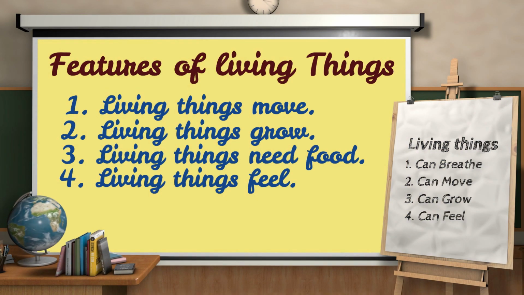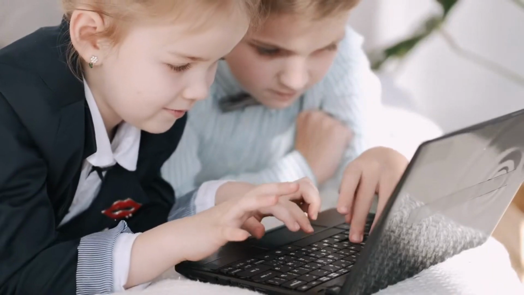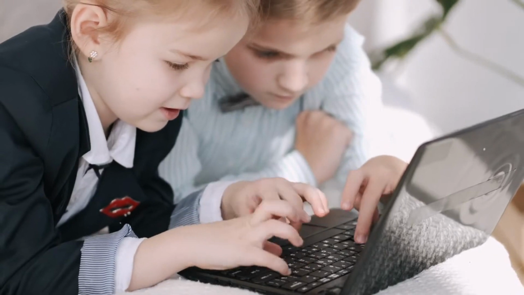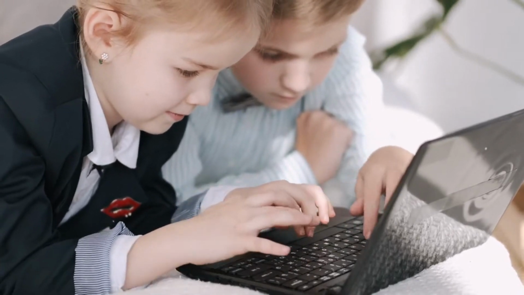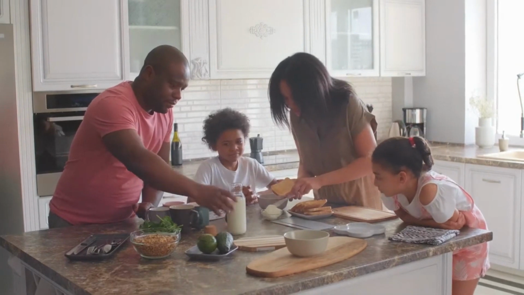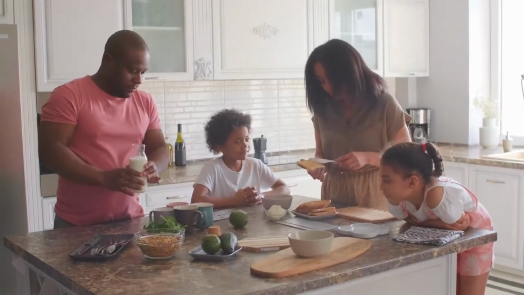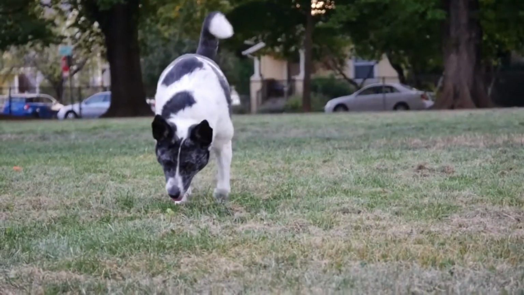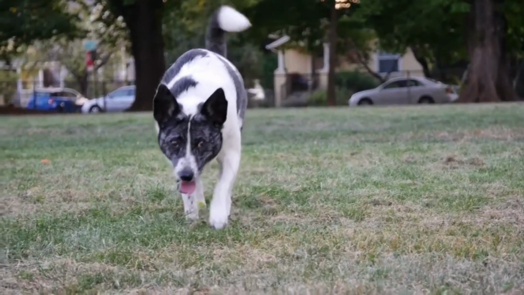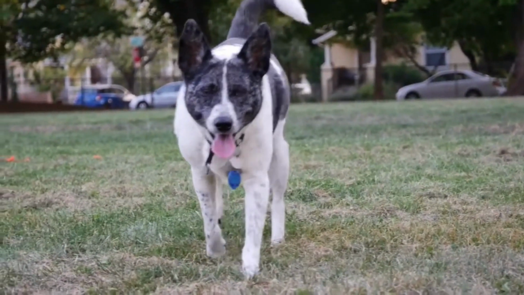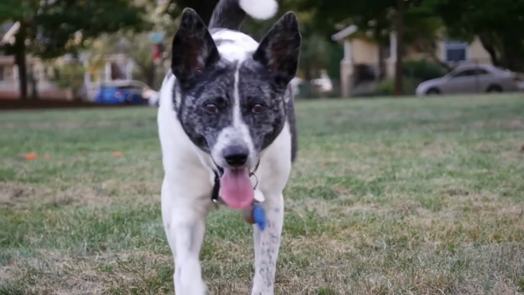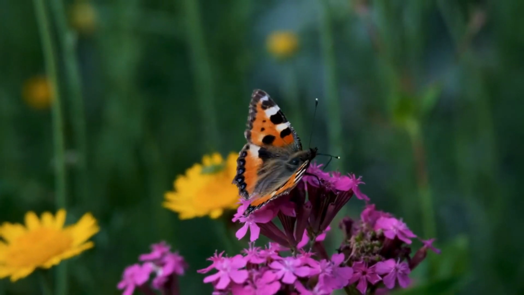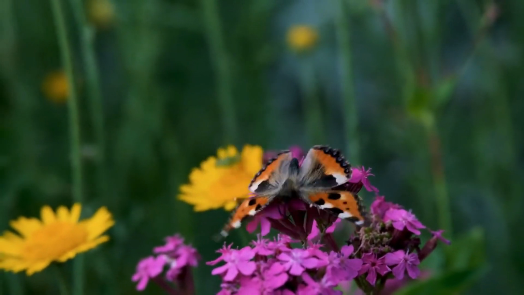Living things feel. All living things can feel. We can feel the changes around us. Human beings use their sense organs such as ears to hear, eyes to see, tongue to taste, nose to smell and skin to touch. Animals too use their special organs to feel the changes around them. Dogs have a very strong sense of smell and hearing. Thus they can save themselves from enemies. Butterflies have antennas present on their heads to feel changes around them.